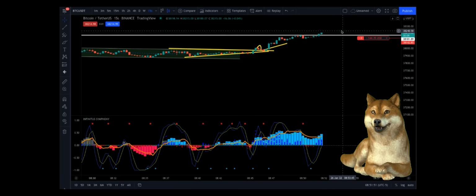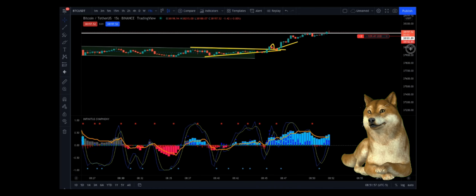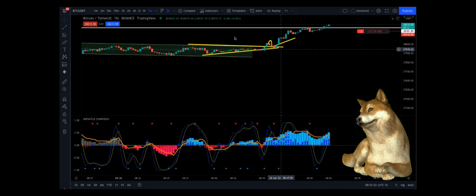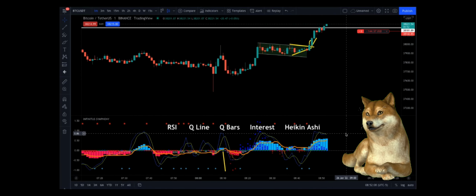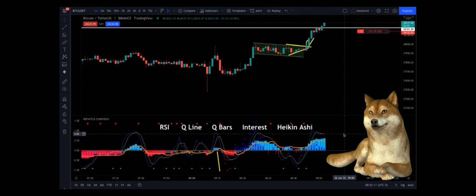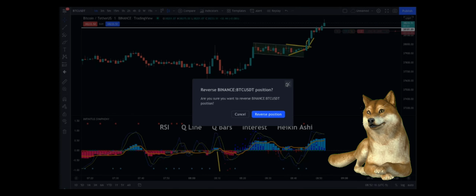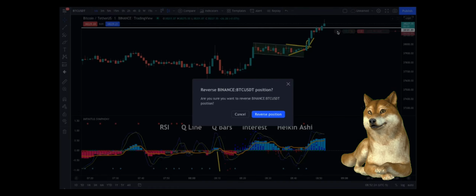Looks like it's going through that support there. I should say resistance, sorry. Let's look back on this 1 minute chart. Looks like we gotta get out of this. We gotta reverse this position. We don't want to lose any more. So that's 169. Looks like we're still going down.